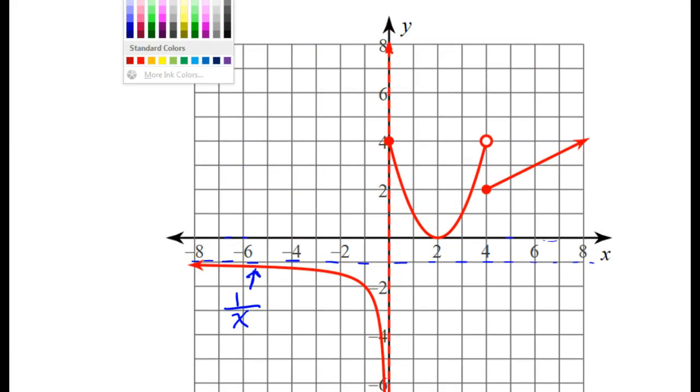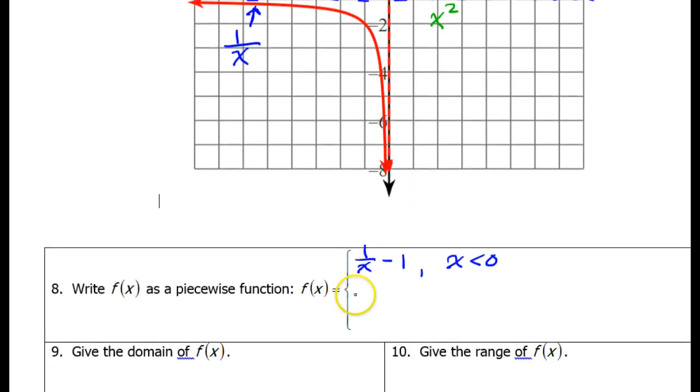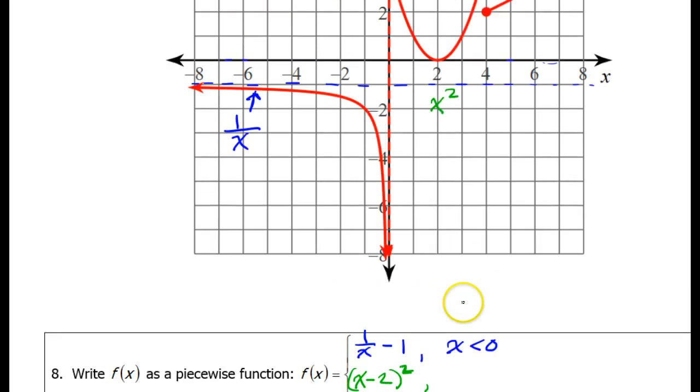Now the second piece of the piecewise function is a parabola. Normally the vertex would be at 0, 0. Here it is at 2. So the parent function is x squared. But because this is shifted to the right by 2, for this piece I'm going to say x minus 2 squared. Alright, this is what it looks like when you shift something to the right by 2. Now I need the domain.